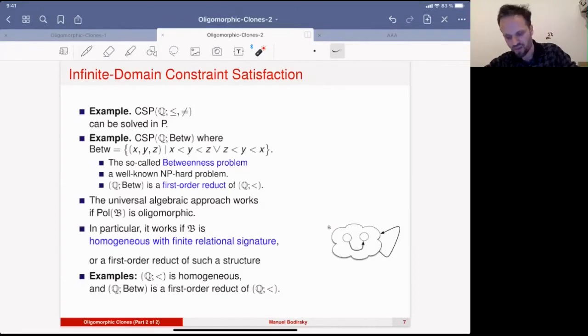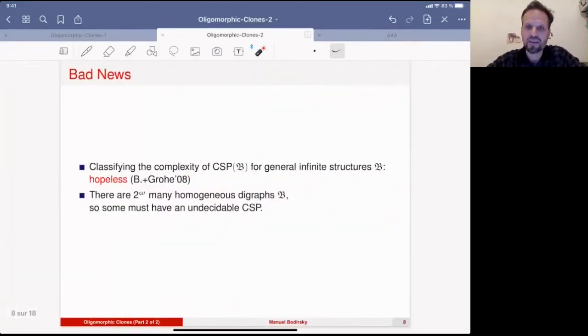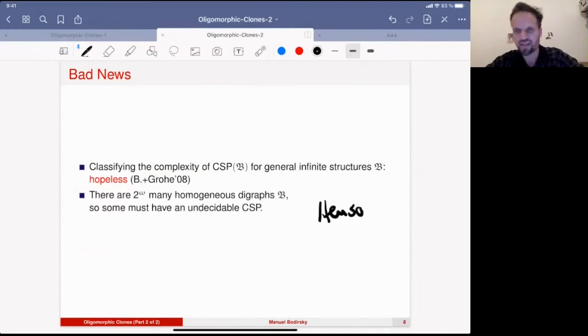All right. So let me jump right into some bad news. Even though we put these strong model theoretic restrictions, even though we might only be interested in oligomorphic clones, we have some negative results about the computational complexity of the constraint satisfaction problem. And this comes from the fact, due to Hansen, we use an old construction of Hansen. Hansen constructed 2 to the omega many homogeneous directed graphs on a countable set. And one can prove that they all have pairwise distinct CSPs. So we only have countably many Turing machines. There must exist CSPs of this type that are undecidable.